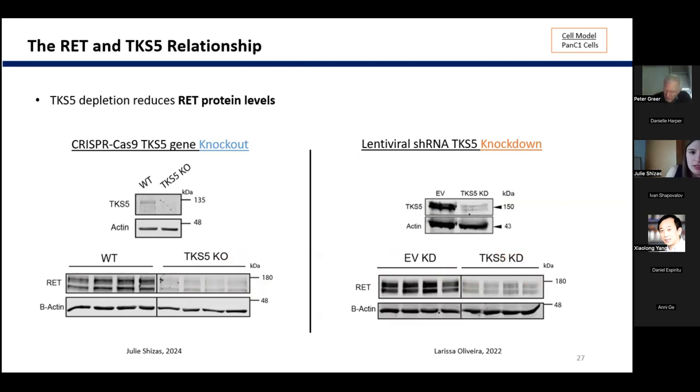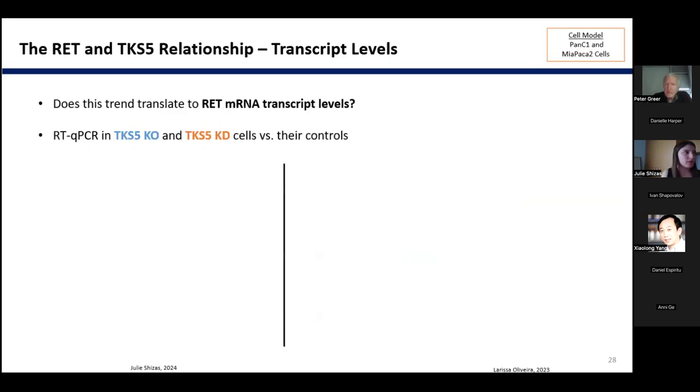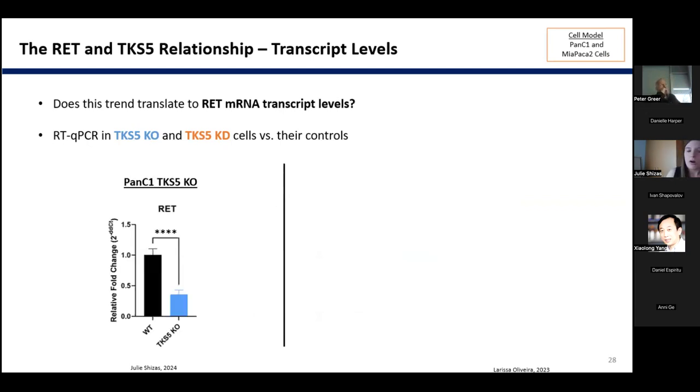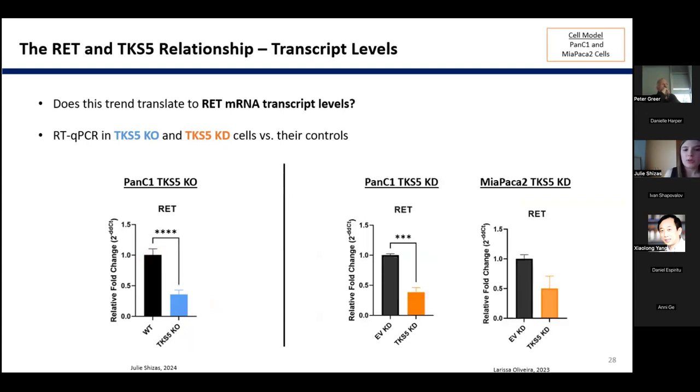Looking further into this, we wanted to see if it originates at the transcript level as well. So we used RT-qPCR in the TKS5 knockouts, and thank you, Larissa, for doing it previously in the TKS5 knockdown cells versus their controls. On the left here, there are fewer transcripts being made of RET in the TKS5 knockouts compared to the wild type. And when we look at Panc1 TKS5 knockdowns and MIA PaCa-2, a different cell line, there's a similar observation, with a decrease of about 50% of the RET transcript in the TKS5 knockdowns compared to the empty vector controls.